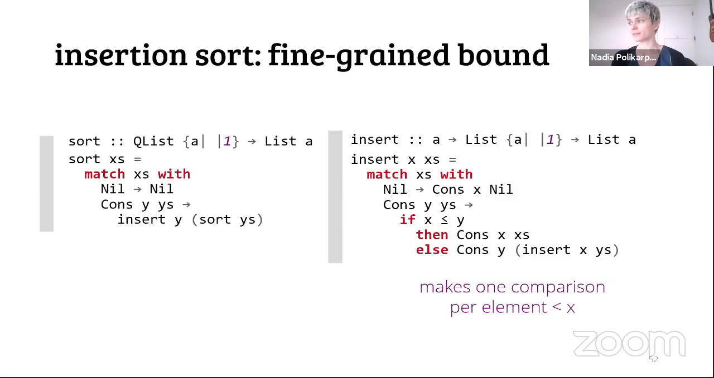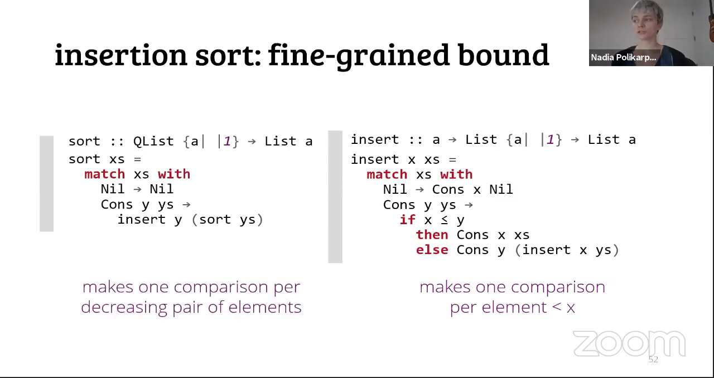more comparisons. And for insertion sort, we can actually say that it makes one comparison for every pair of elements in the list that is decreasing, right? This is an important property of insertion sort because it basically means that if the list is already sorted, insertion sort is going to be very fast, right? It gets faster the more sorted the list is. So how can we specify these more precise bounds?